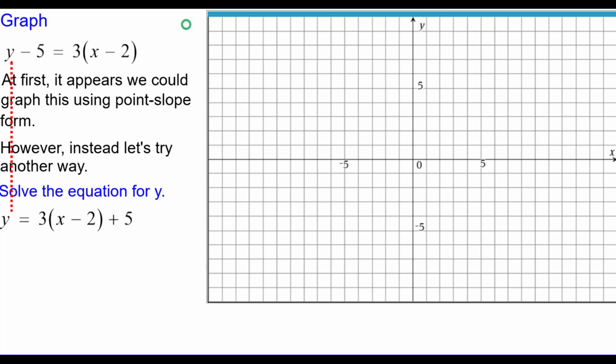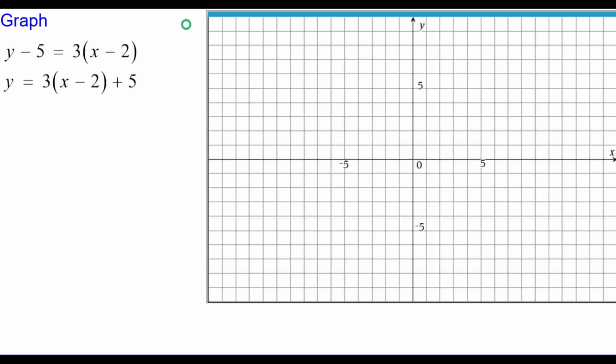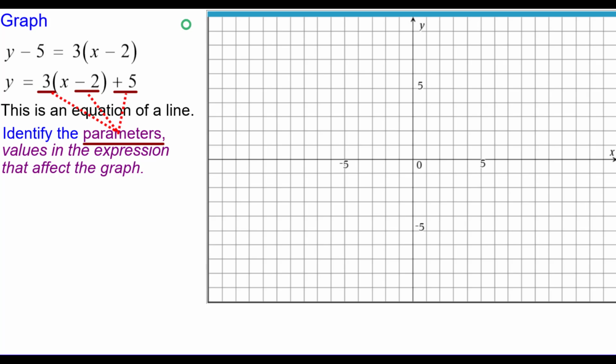And by adding 5 to both sides, we get y equals 3 times the quantity x minus 2 plus 5. Notice that these two equations are equivalent forms of each other. So this is an equation of a line. We need to identify the parameters like we would in a transformation. These are values in the expression that affect the graph. And so there are three parameters here, 3, minus 2, and plus 5.